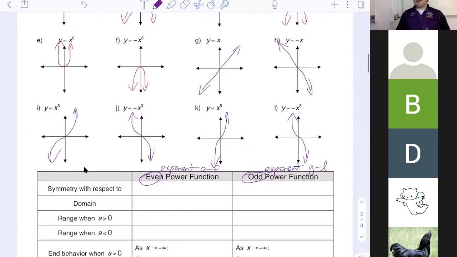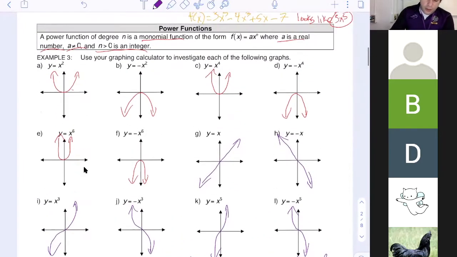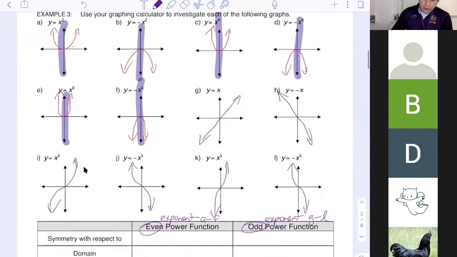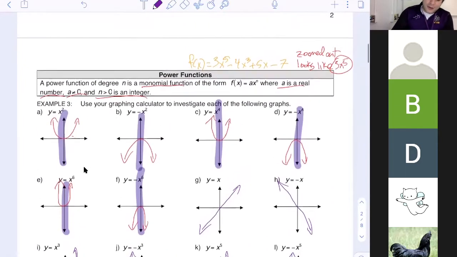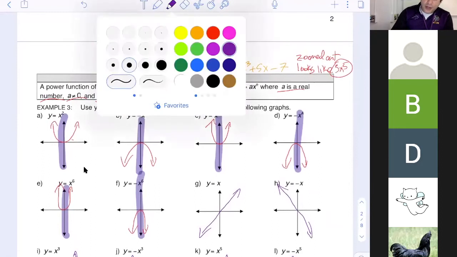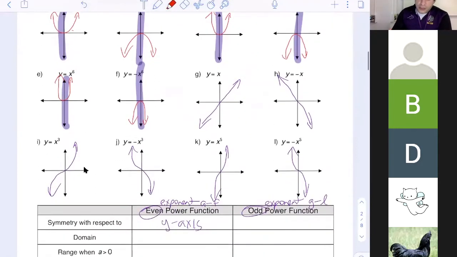So we're going to kind of dissect everything here and try to get a good understanding of these even and odd power functions. So symmetry. Well, if you look at our even power functions, they're all symmetrical with respect to the y-axis. So for symmetry, we say the y-axis. Now for the odd power functions, I know you might be thinking x-axis, but no, it's not. They have a different kind of symmetry. We call it origin symmetry, which basically means the points are kind of switched.